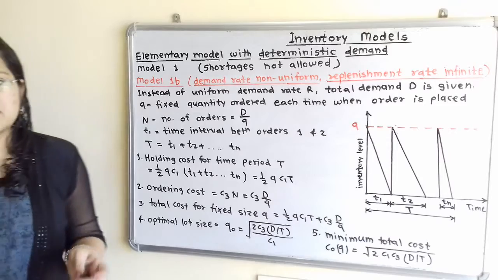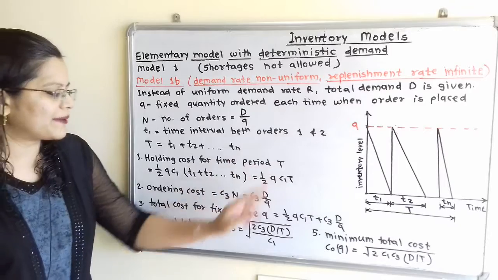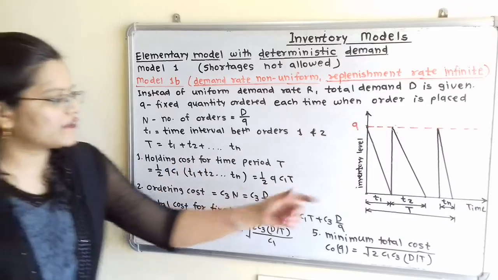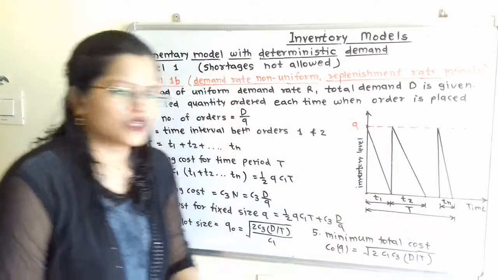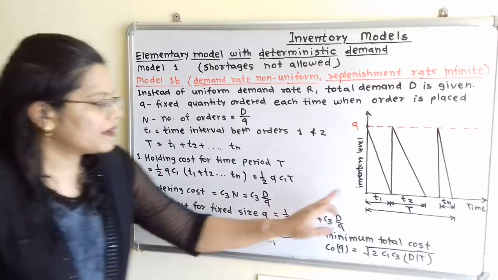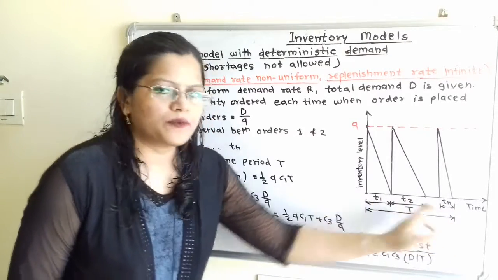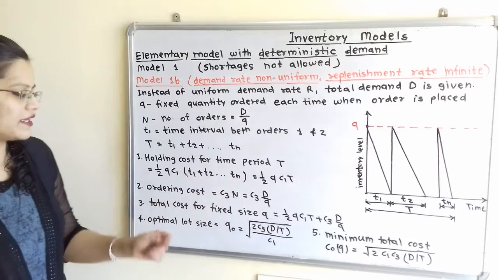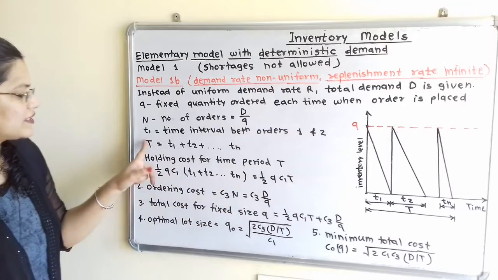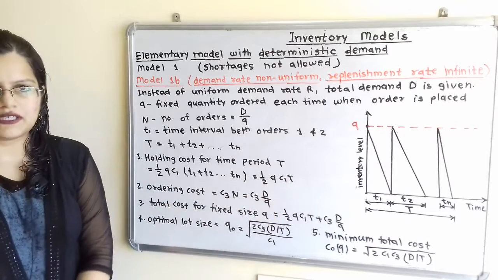Now we will move to the important formulae. What is the first formula? Holding cost for time period T. Holding cost per unit is C1. How to calculate the total holding cost for the whole time period T? That is half multiplied by Q into C1 multiplied by the total time interval, that is T1 plus T2 up to Tn. T1 plus T2 up to Tn is known as capital T. So we can write this formula as half Q C1 T.